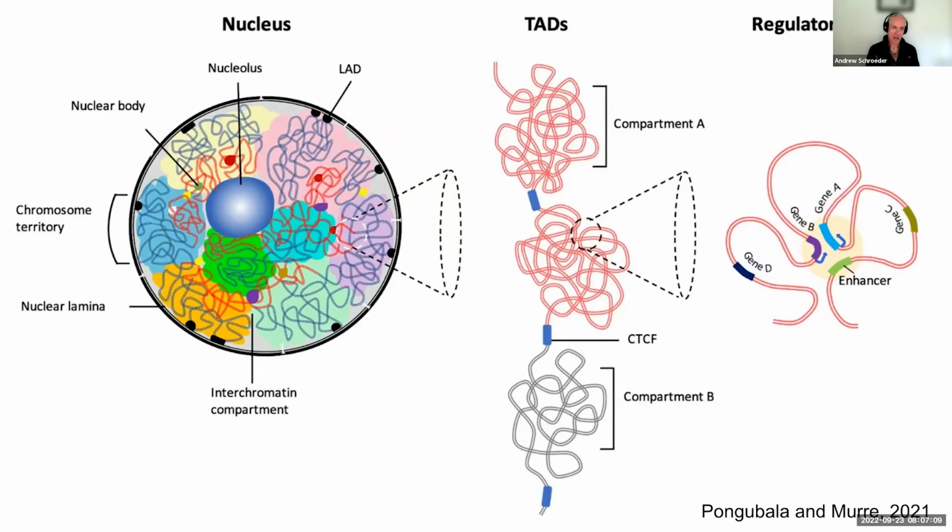All the research being done by the 4D Nucleome Consortium members is aimed at getting at these various levels, and there are different techniques and technologies for looking at these different levels.